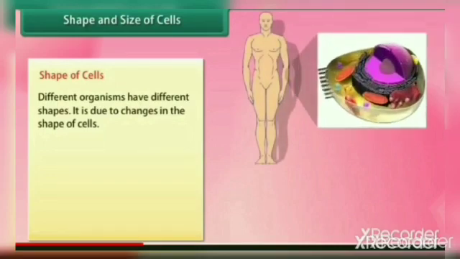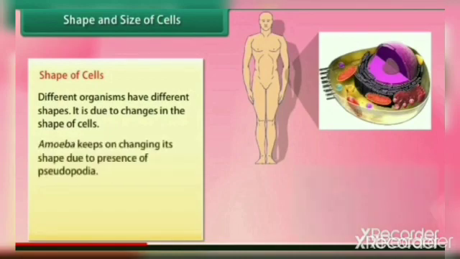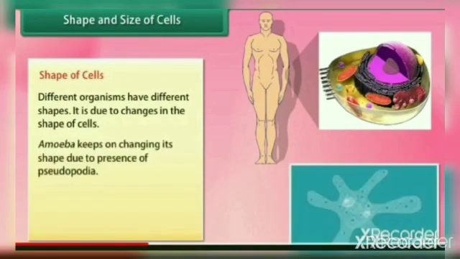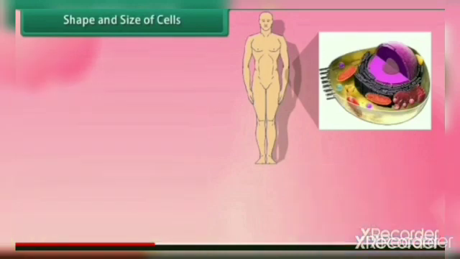Now we will discuss the shape and size of the cell. Shape of the cell. Different organisms have different shapes. It is due to the change in the shape of the cell. Amoeba keeps on changing its shape due to the presence of pseudopodia. Generally, cells are round, spherical, elongated, and some are long and pointed at both ends.